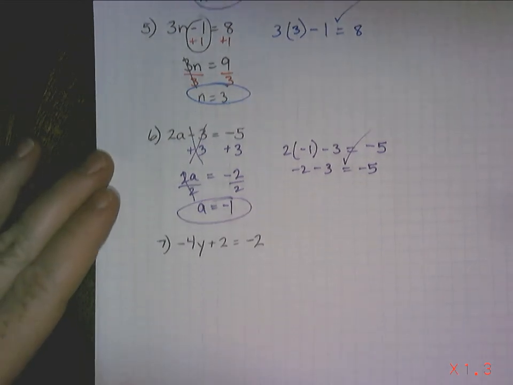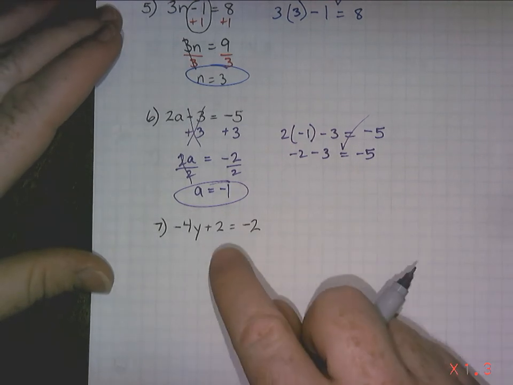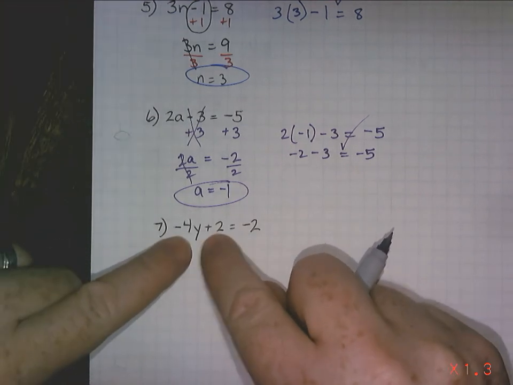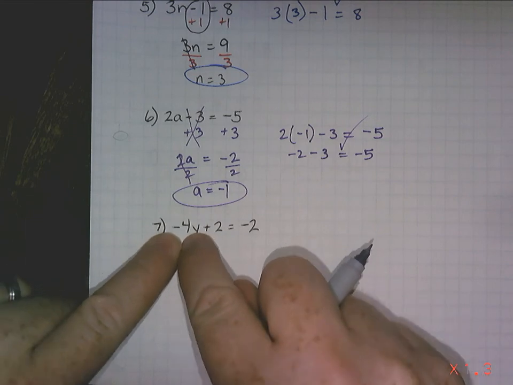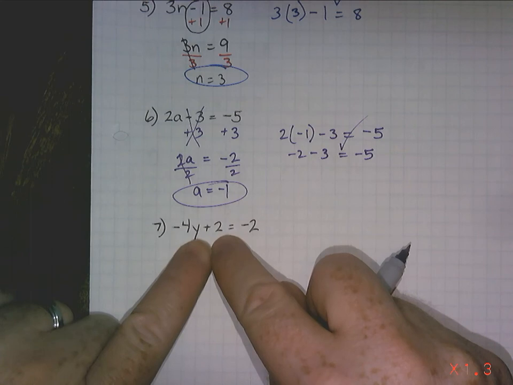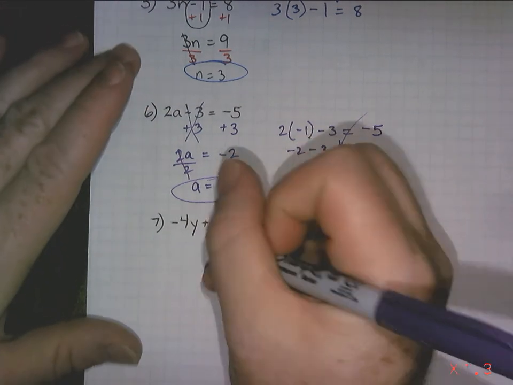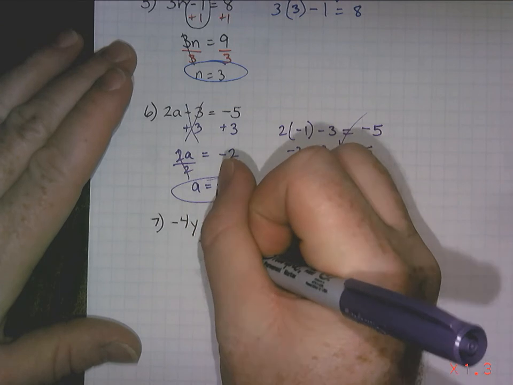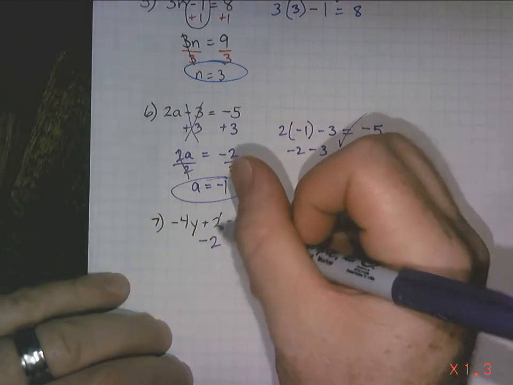Okay, last but not least, negative 4y plus 2 equals negative 2. The inverse operation of both of those operations here, well, the opposite of multiplying by negative 4 is dividing by negative 4, and the opposite of adding 2 is subtracting 2. So we're going to subtract 2 first. Okay, we're going to go backwards in the order of operations. So we're going to subtract 2 here, subtract 2 over here. This is going to cancel out.